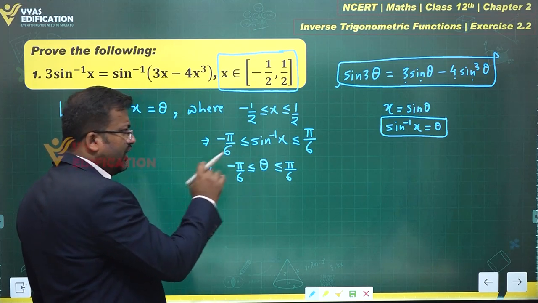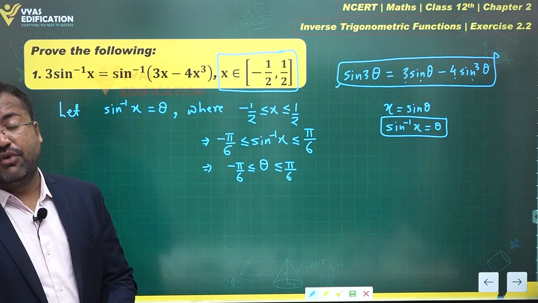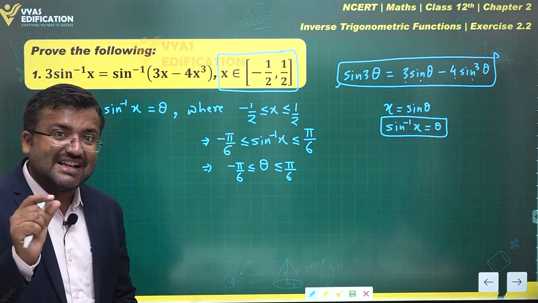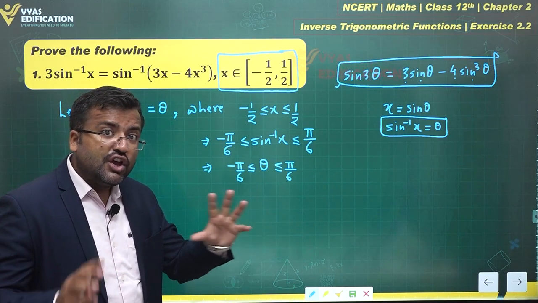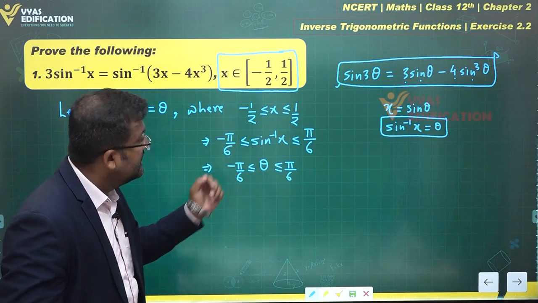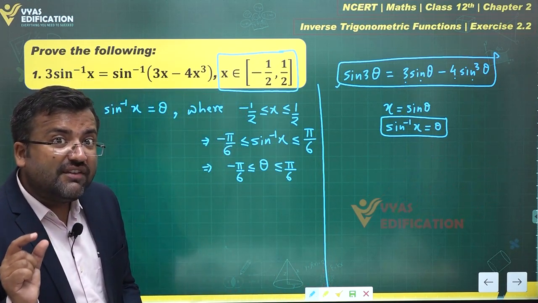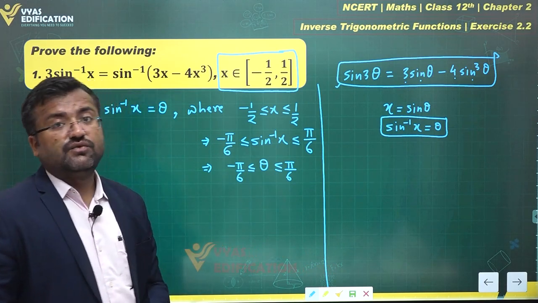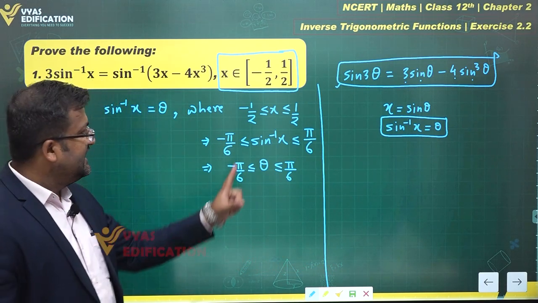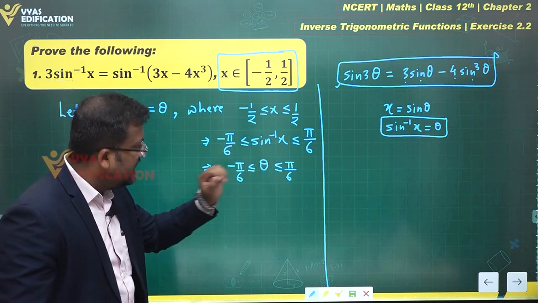Now, why are we doing all of these things? There's an important reason for that, but I'll explain after a few steps. You will realize why we are doing this after a few steps, but this is important. We started with the values of x that is given to us and we found the values of theta, that is from minus pi by 6 to pi by 6. This step has to be done right now.